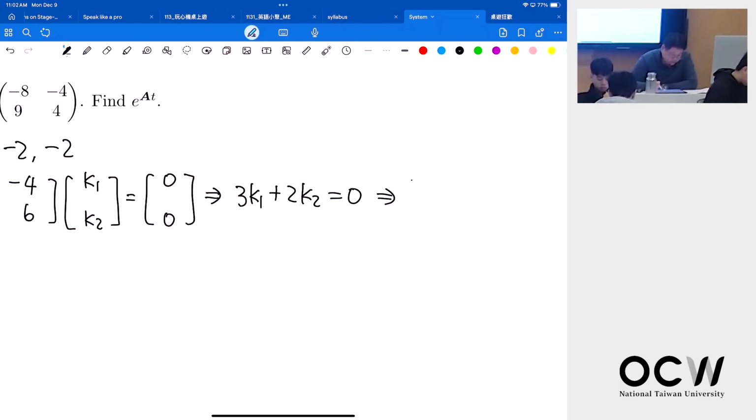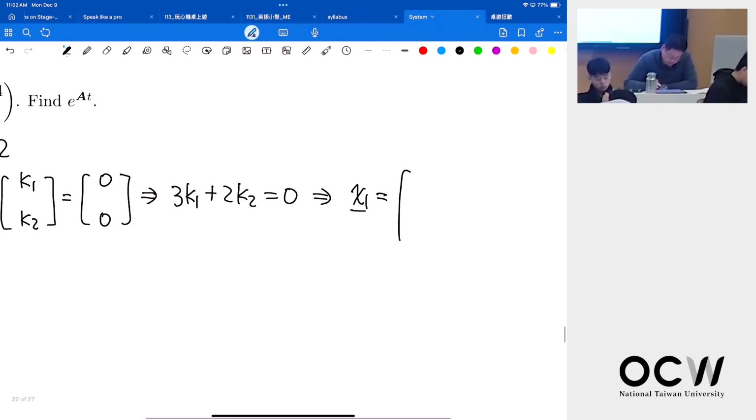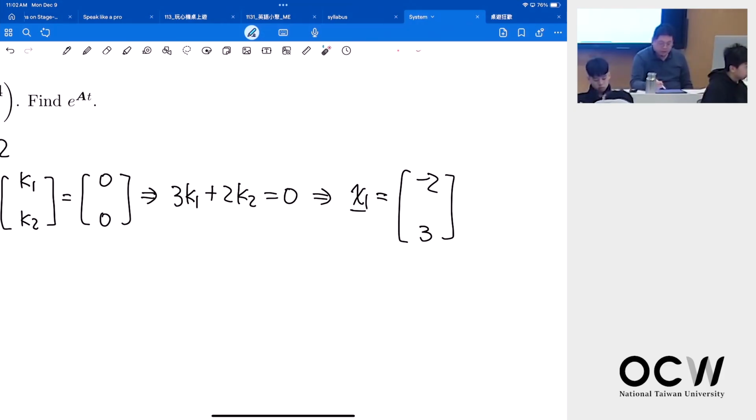How do you choose your eigenvector? Well, I can choose -2 and 3. Can you find another eigenvector here? No, right, except 0, 0, but 0, 0 cannot be an eigenvector. So I only have one equation, and then I cannot find any other eigenvector. So I need a generalized eigenvector.